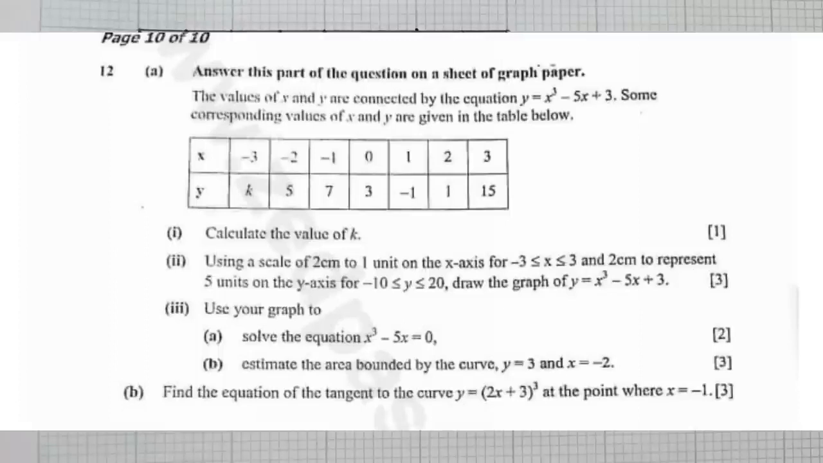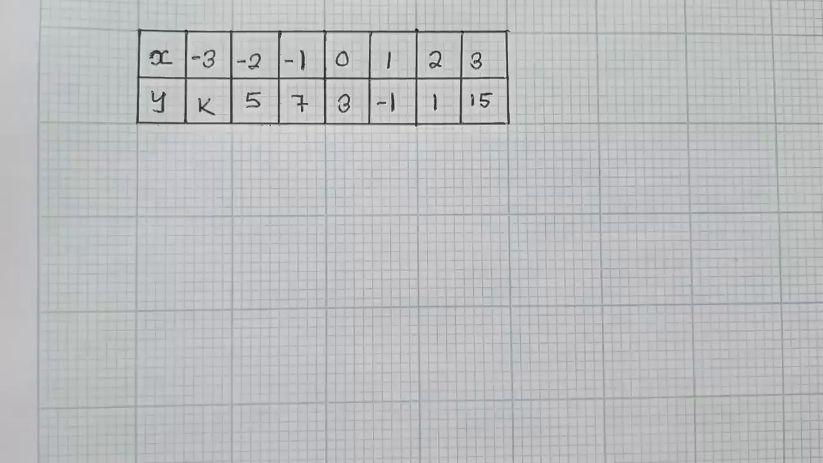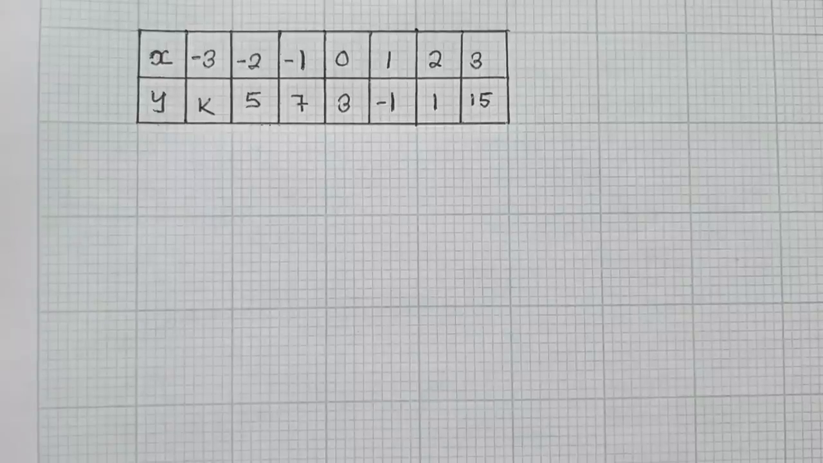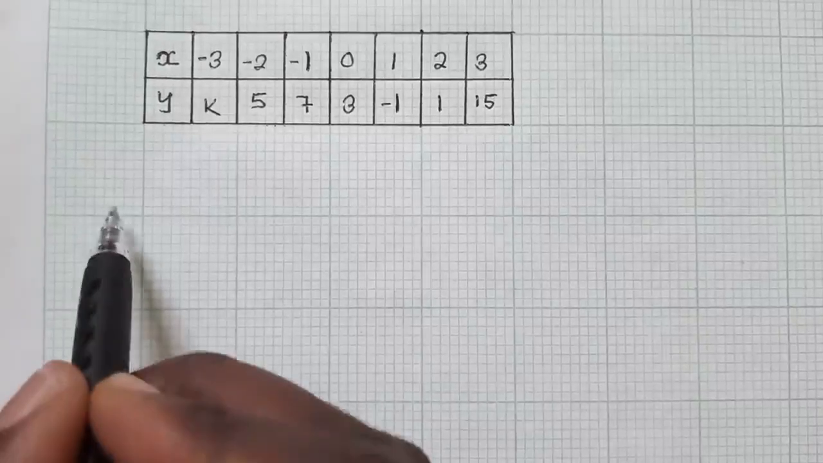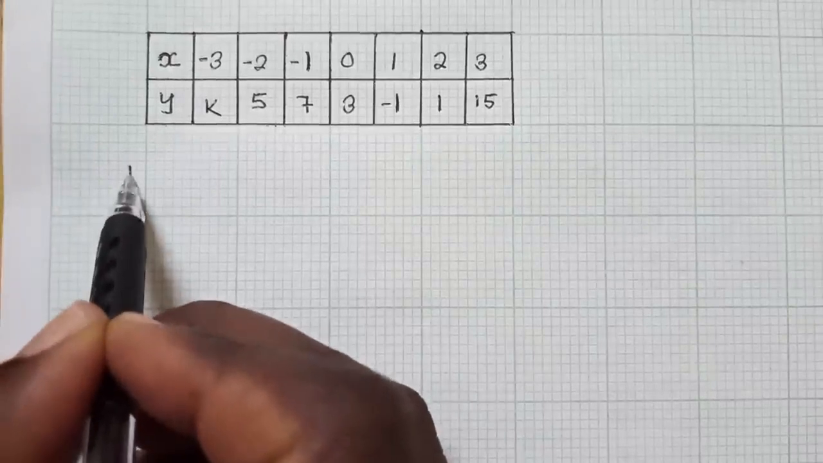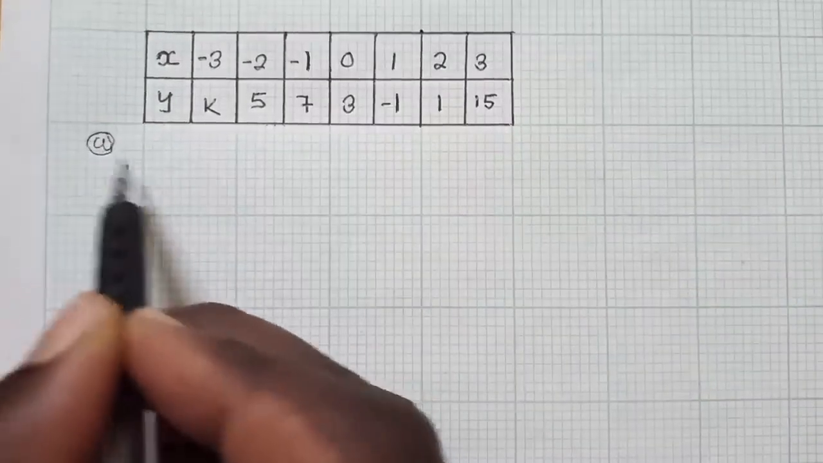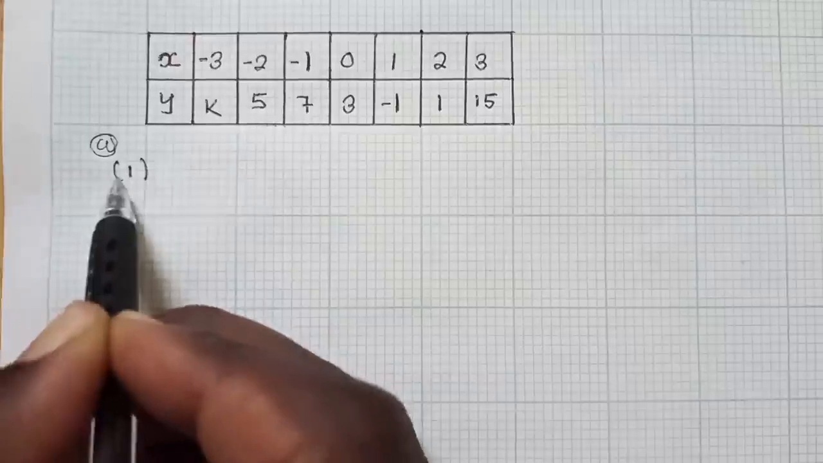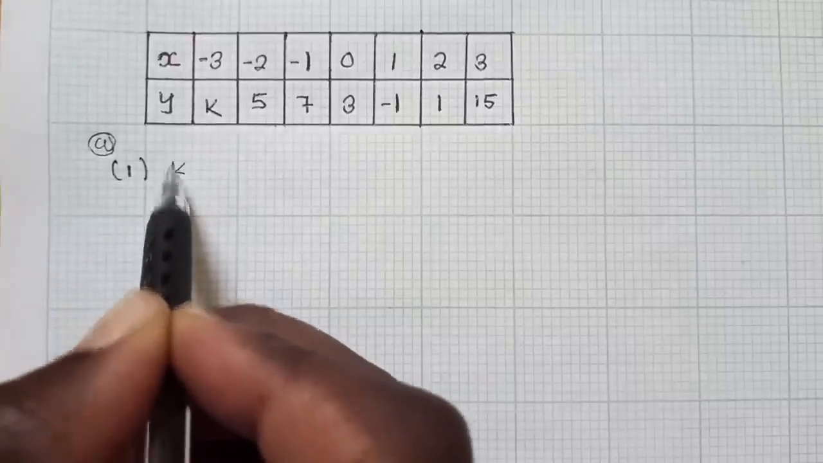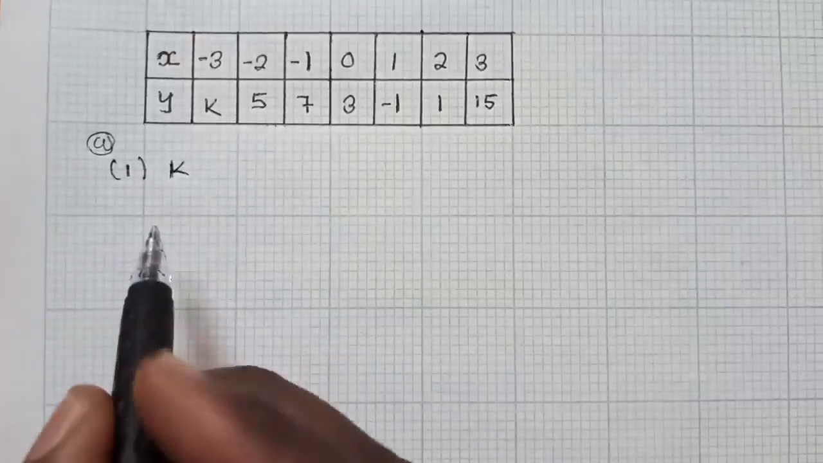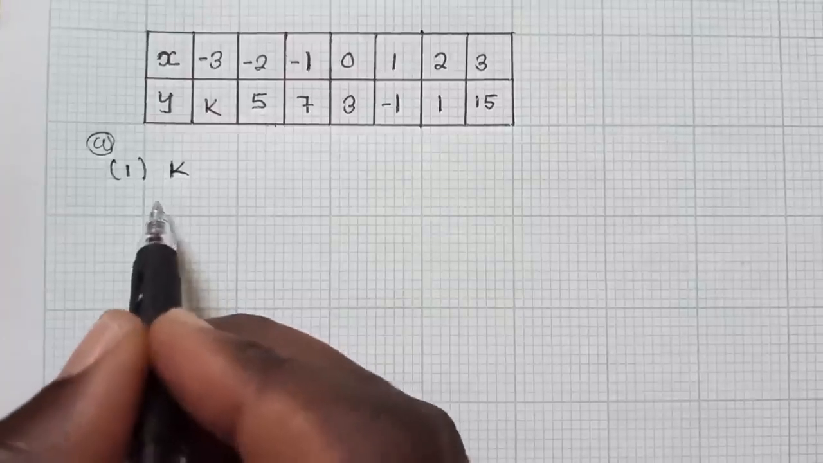We have the first question here where we're asked to find the value of k. So how do you find the value of k? You must indicate your a, so you say this is a1. We are trying to calculate the value of k. So how do we do it?